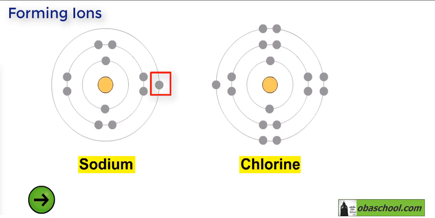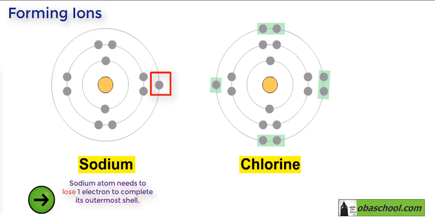Sodium atom has 1 electron in its outermost shell. Chlorine has 7 electrons in its outermost shell. So, sodium atom needs to lose 1 electron for it to have a complete shell with 8 electrons. However, chlorine needs to gain 1 electron and have 8 electrons in its outermost shell, and therefore completing its shell.